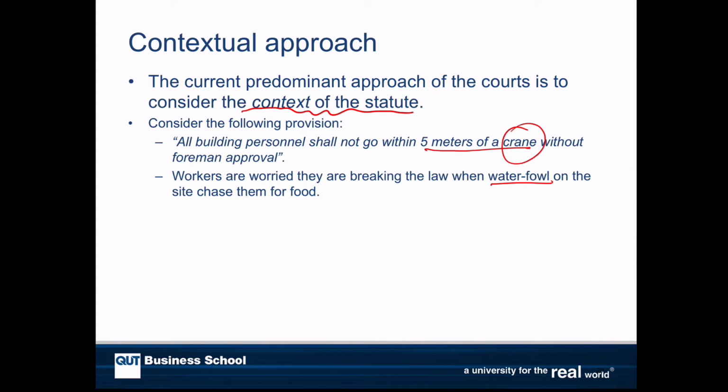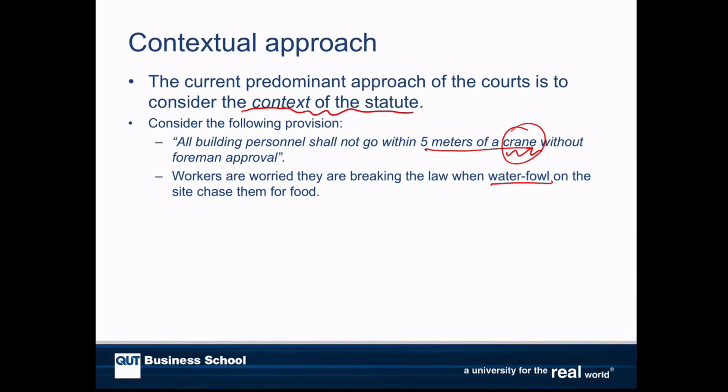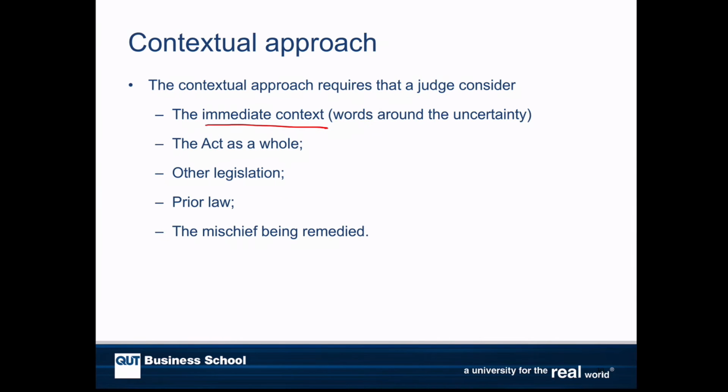Okay, so what do we mean by crane? The courts these days are going to look at the context of the use of the word crane. They're going to look at the immediate context, the words around the uncertainty. So we can see foreman approval, building site, building personnel. If there are two meanings of crane, we need to interpret it in light of the immediate words around it. We've got to look at the act as a whole. So if this was obviously in a workplace safety or a construction act, we'd be going, well, what kind of crane is it more likely?